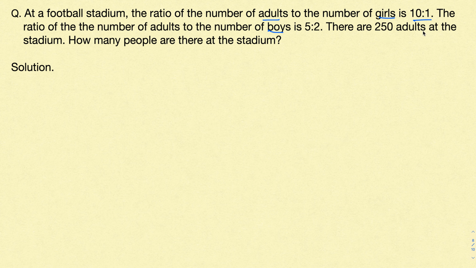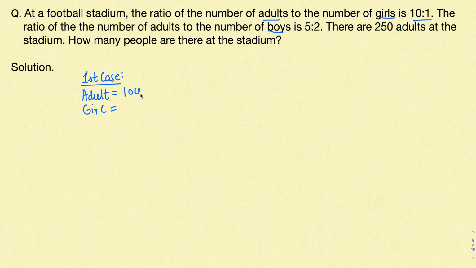So let's write this information quickly. Let's say this is our first case. In our first case, we have adults and the girls, right? So what's the ratio? The ratio is 10 is to 1. That means adults is 10 units and girls 1 unit, right?